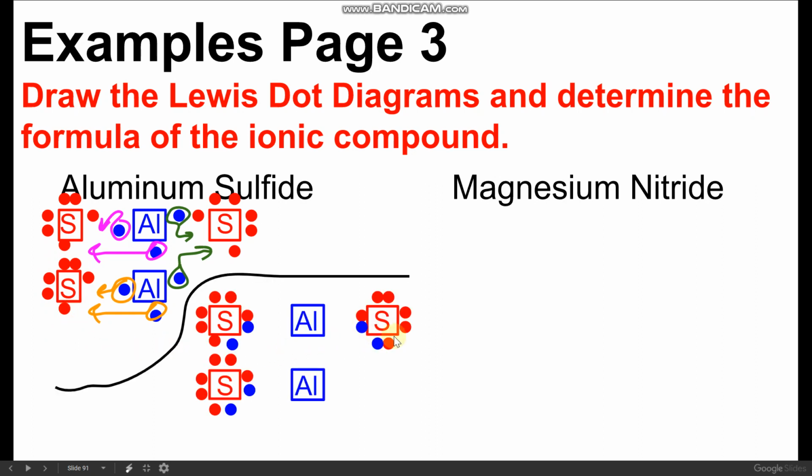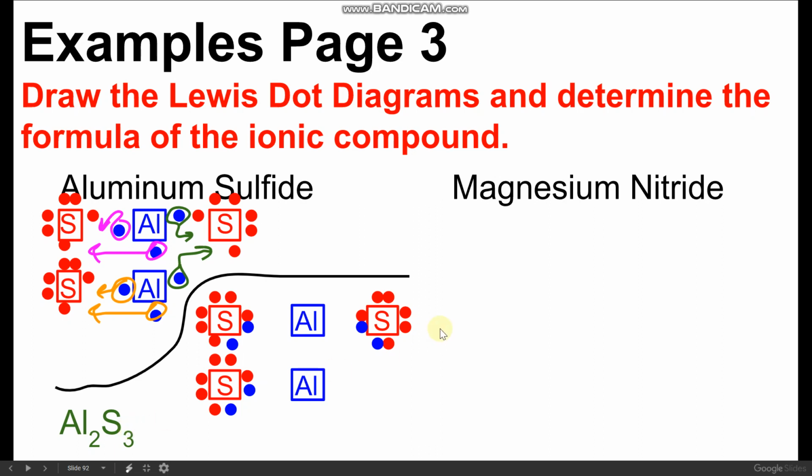And so we can redraw the picture here. Here's the 2 aluminums, they're empty. Here's our 3 sulfurs, they're full with electrons, right? Each one got 2 blue electrons from those aluminum atoms. Okay, so then when we write our chemical formula, there should be 2 aluminums and 1, 2, 3 sulfurs, and that's what we see over here, Al2 and S3.